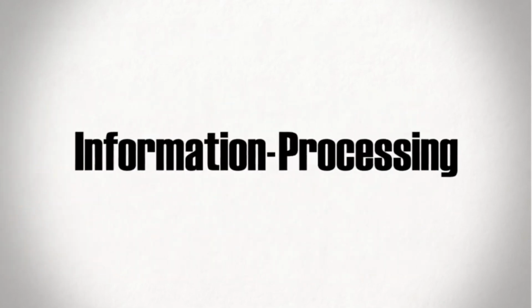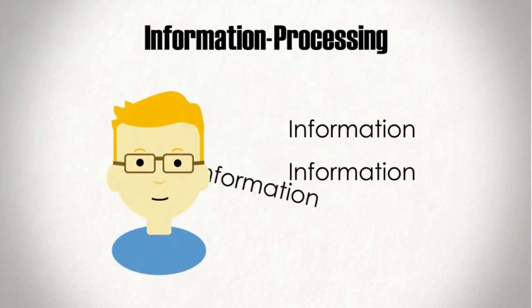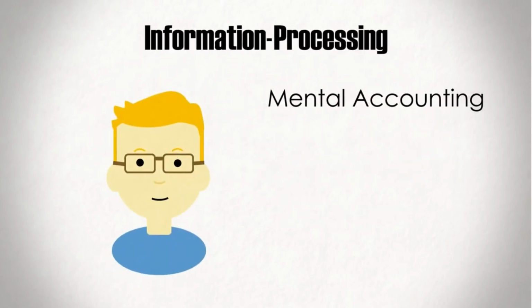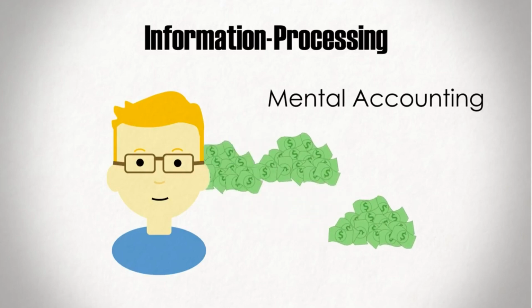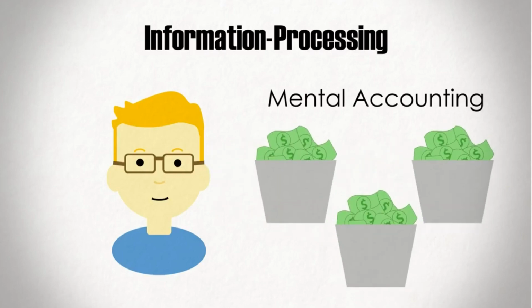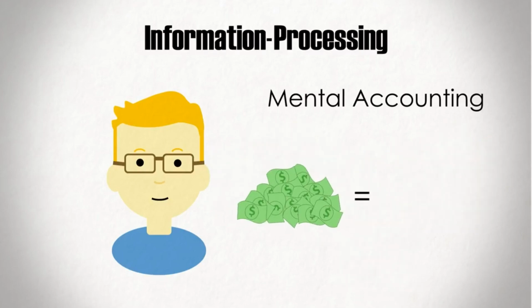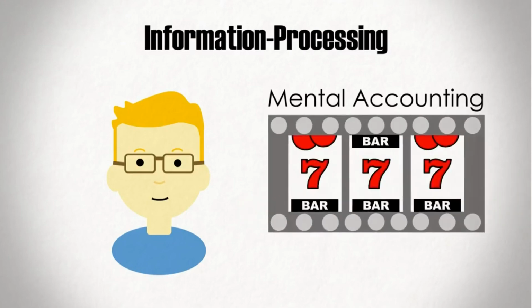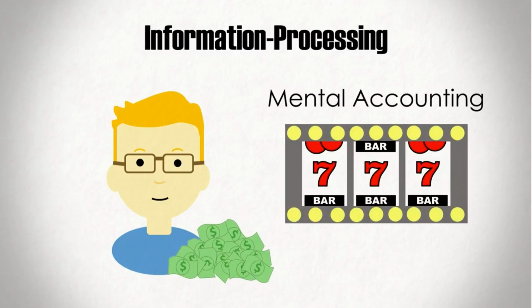The second type of cognitive biases are information processing biases, which impact how we digest information. A great example is mental accounting, whereby investors divide their wealth into different mental buckets based on their source or intended use, even though money is fungible or equal regardless of where it comes from. For example, in gambling, participants often separate their winnings from the money they came with and are often quick to spend their earnings, even though there's no real difference between the two sets of money.